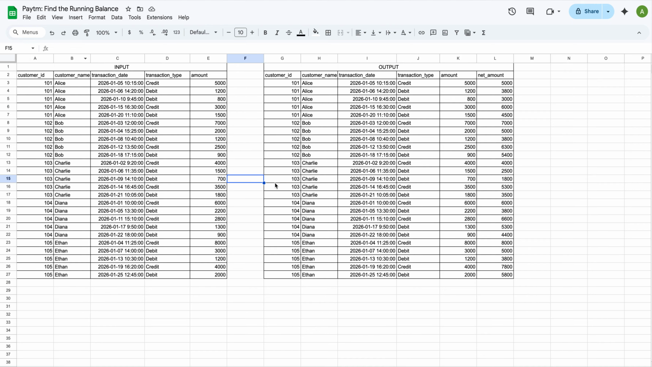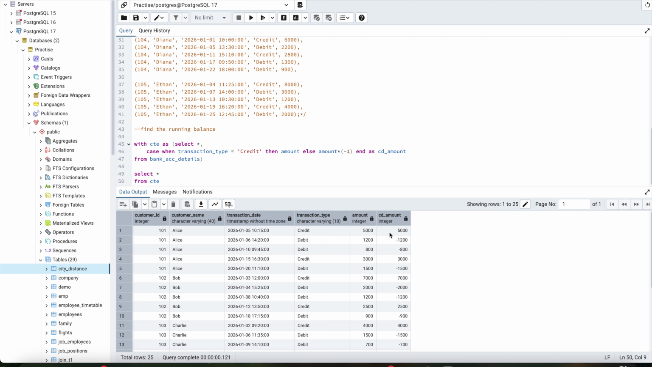Basically I am not doing too much work. What I am saying is that if it's a credit, it should be a positive amount, or else it should be a negative amount. In transaction type you only see credit and debit, and that is what makes the difference between whether the amount is coming into your bank account or going out. Simple, nothing much to it. Then I'm going to put it in a CTE, with CTE as this, select star from CTE. So I get the credit debit amount: whatever is added will have a positive CD amount, and whatever is withdrawn or debited will have a negative amount.